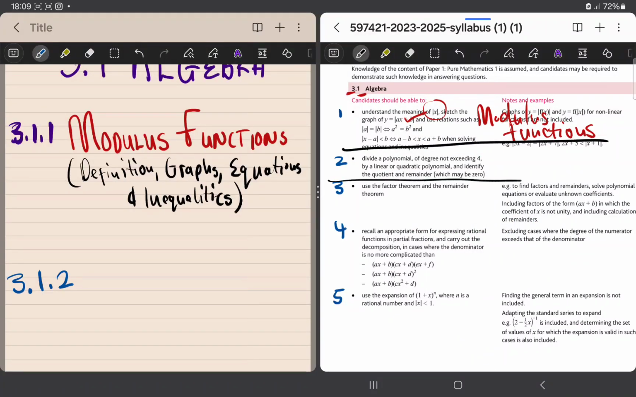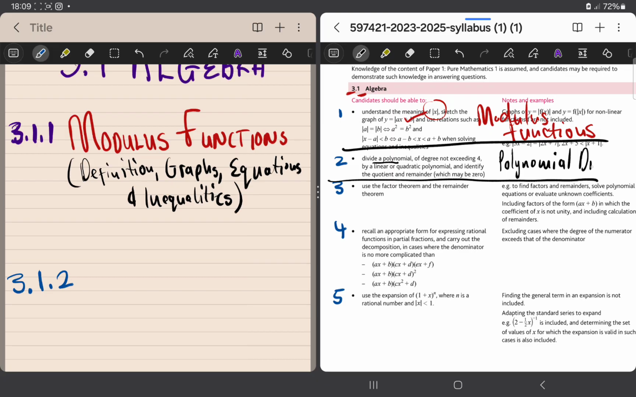And we're going to see that here it says, divide a polynomial. And they say degree not exceeding 4 by linear or quadratic polynomial, and identify quotient and remainder. So it's divide a polynomial. We are dividing a polynomial. So this is going to be polynomial division.